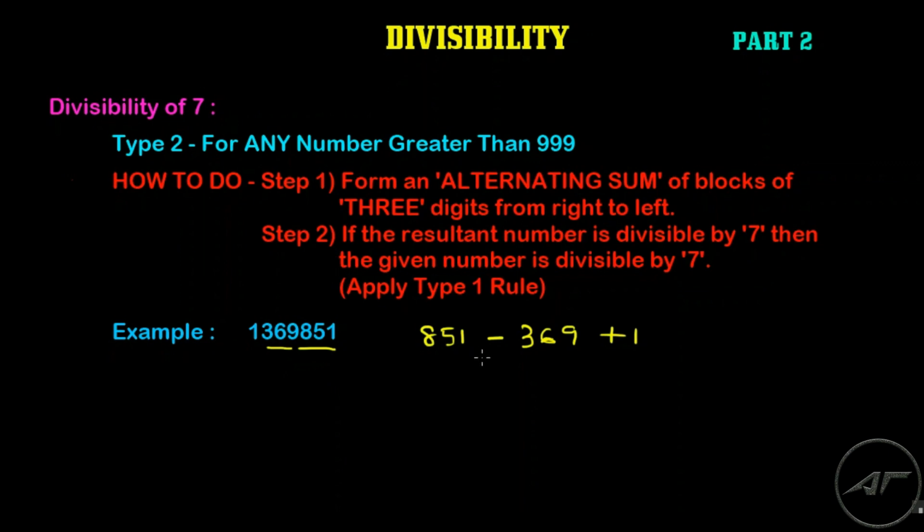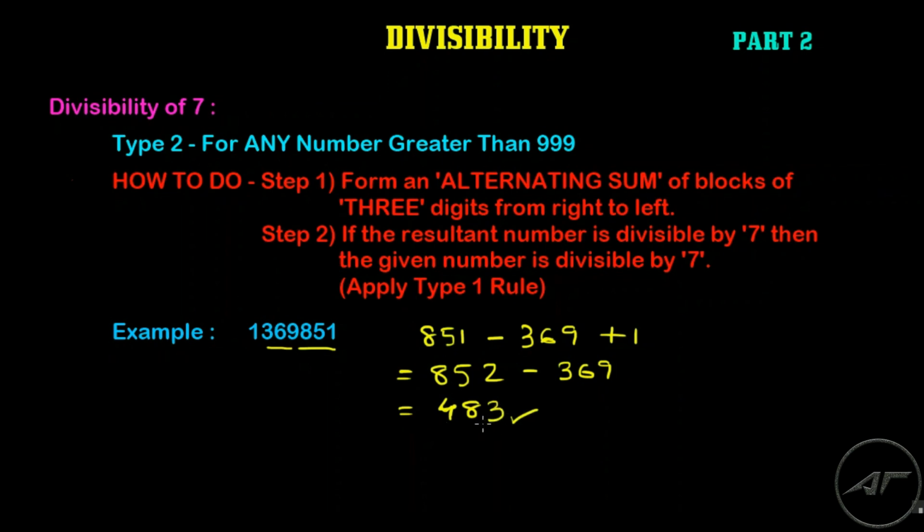Now we'll perform this operation, which is going to be 852 minus 369. Now it gives us 483. Now this is the resultant value that we have got. Let's check, as mentioned in step 2, whether this number is divisible by 7 or not.